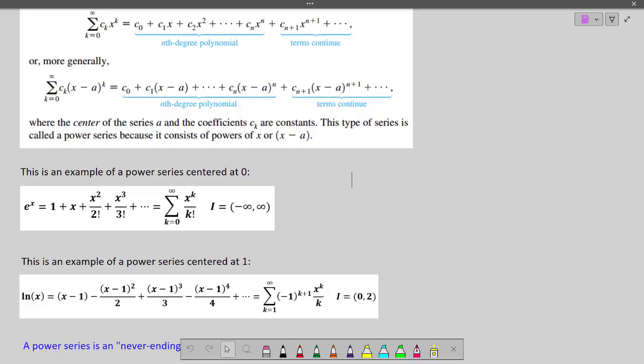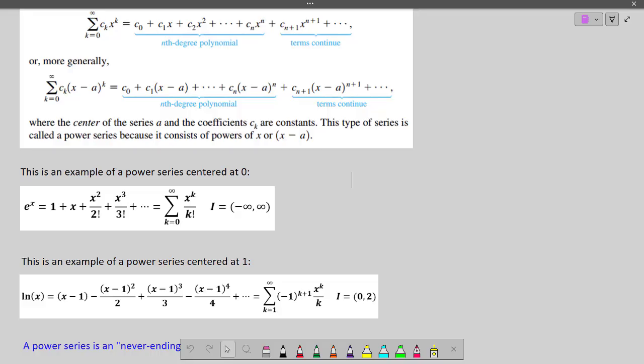If you plug in x equals A, so you replace all these x's with A, don't all these terms just disappear? Because you get A minus A, A minus A, A minus A. So at the center of your power series, you're going to have this constant value. If you plug in x equals A, this is the constant value right here. This has no x in it.